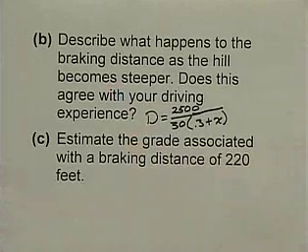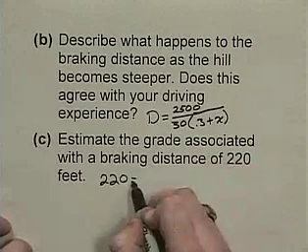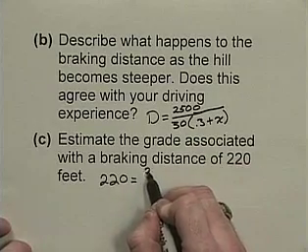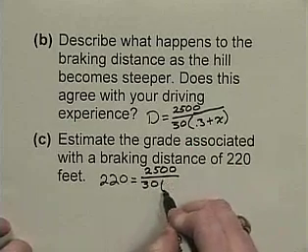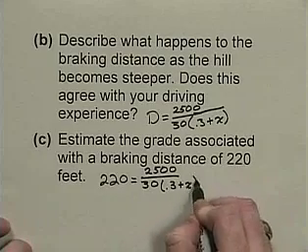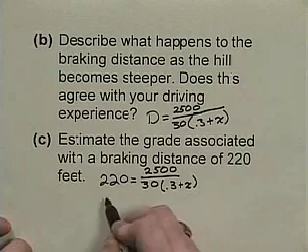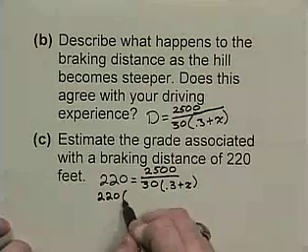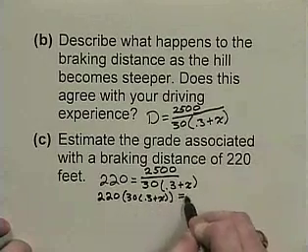How about part C? Estimate the grade associated with a braking distance of 220 feet. Here what we're saying, if the distance is 220 feet, that's going to be equal to 220 equals 2,500 over 30 times 0.3 plus x. So from here, what we need to do is multiply both sides by 30 times 0.3 plus x. That's going to be 220 times 30 times 0.3 plus x equals 2,500.